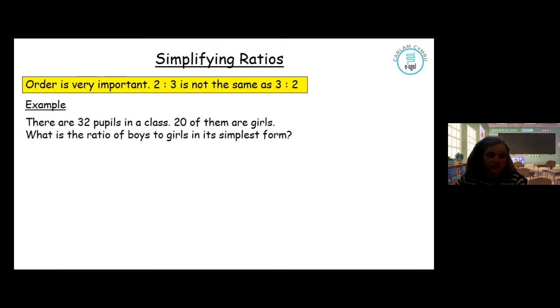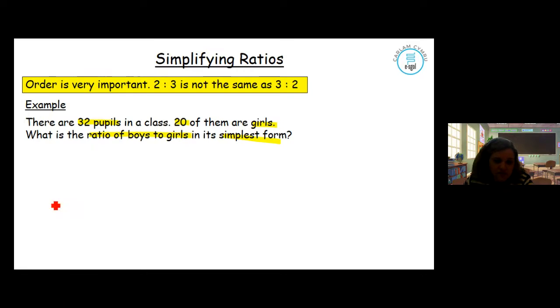So if I have a worded question and have a look at what we have in this, there are 32 pupils in a class. Okay, so 32 pupils in total. 20 of them are girls. What is the ratio of boys to girls, and then in its simplest form?